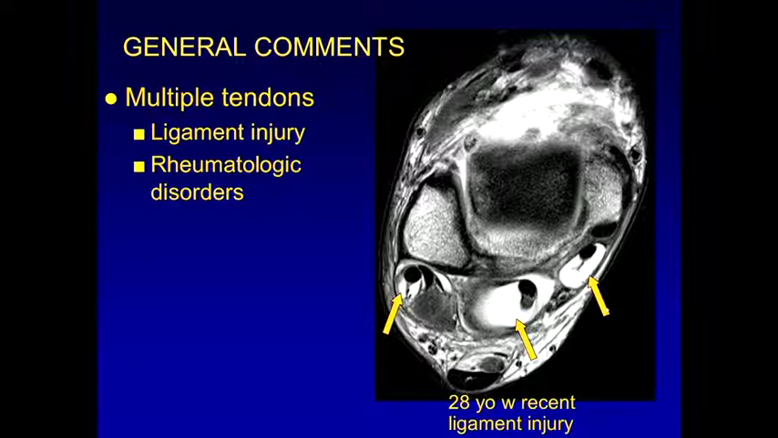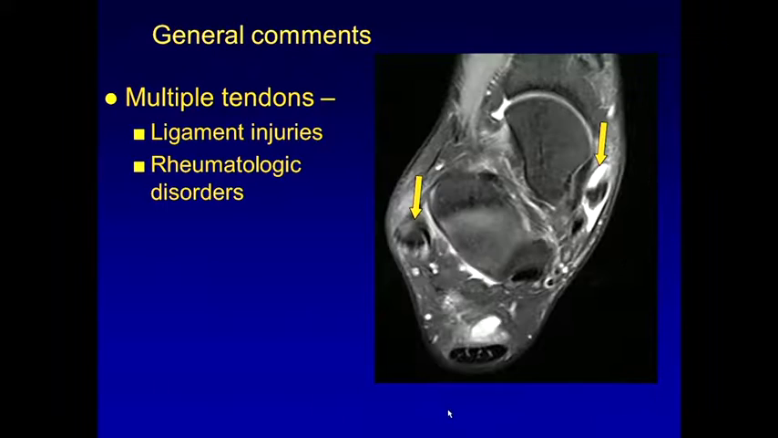In this particular patient, we have fluid surrounding the flexor digitorum, the flexor hallucis longus, and the peroneal tendons. This woman had a recent ligamentous injury, and we can confirm it by seeing a tear of the anterior tibiofibular ligament, right? It is discontinuous at this level. We also see edema here. That's a clue for syndesmotic ligamentous injury.